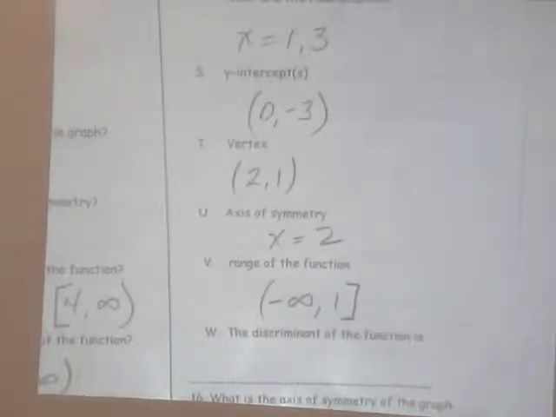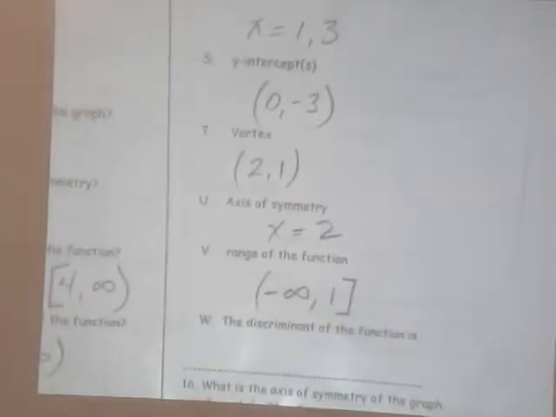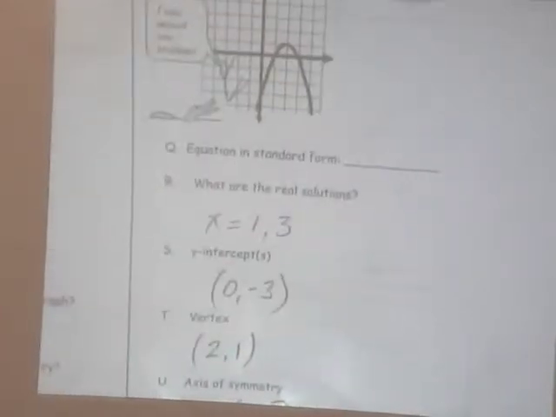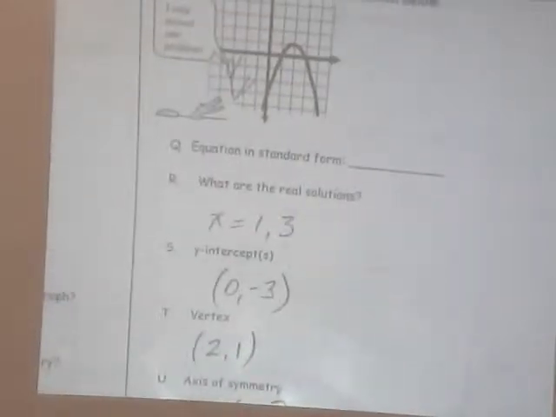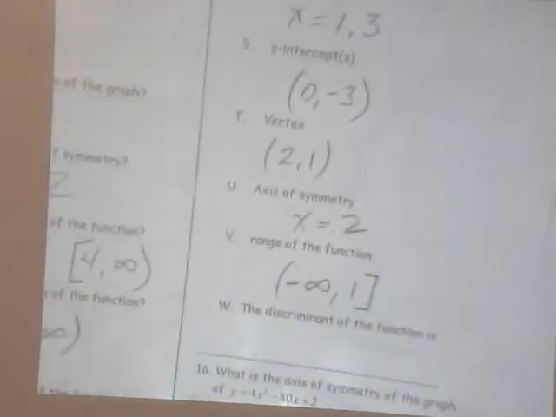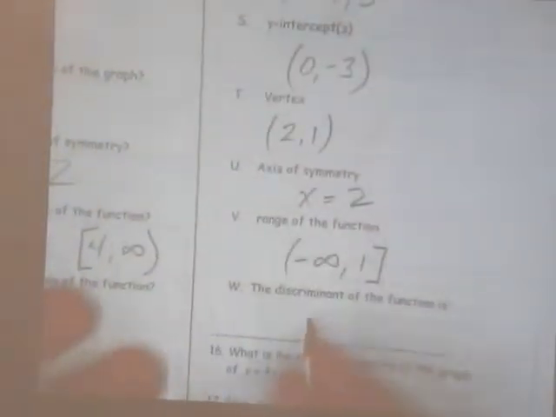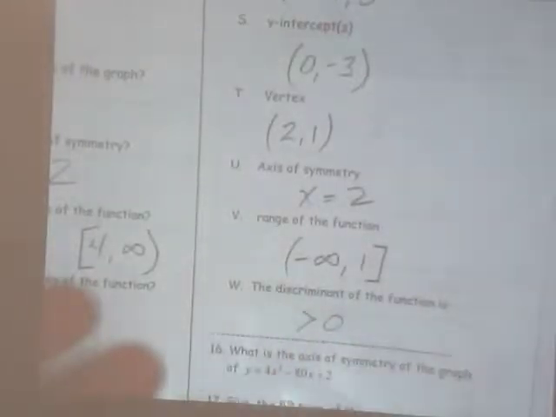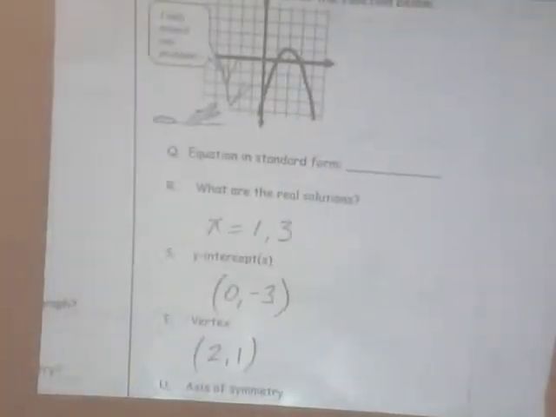What do we know about the discriminant of this function? We've got real solutions. Well, that's a positive number. So it's got to be greater than 0, right? If it's 0, we're only going to have one solution, but we've got 2. So the discriminant has to be greater than 0. All right, back to write the equation in standard form. Who's got some ideas?